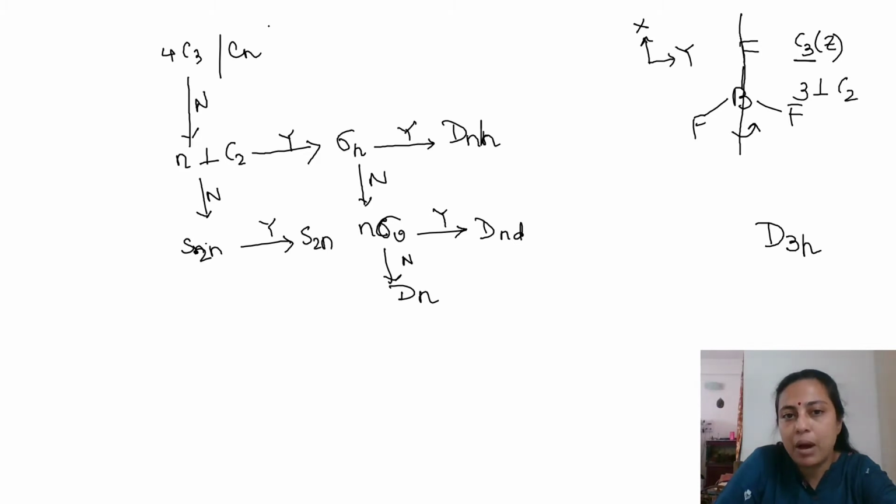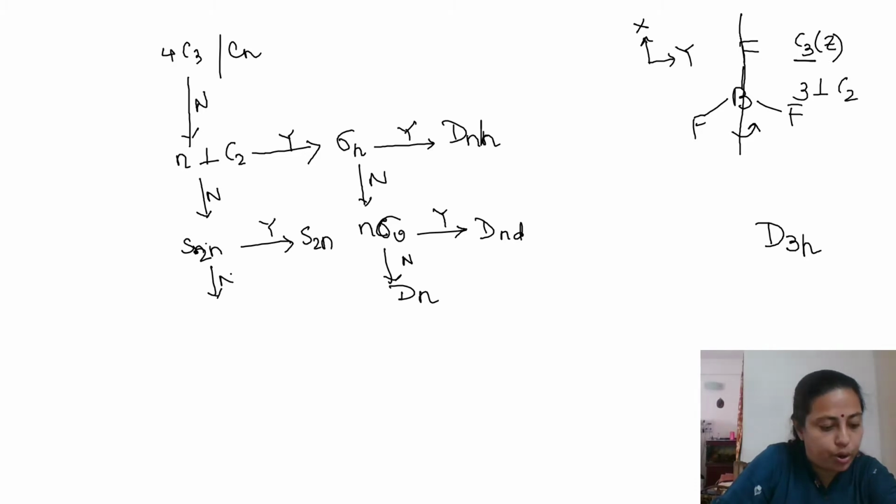If you have a sigma h, first you have to look for the sigma h. If there is sigma h, it would be Dnh. If sigma h is not there, look for sigma v's, it would be Dnd, otherwise it would be Dn. You only have to check that this Cn is not the consequence of the S-n axis where n is even. The Cn axis should be the unique Cn axis. Okay, so if the S2n is also not there, look for the sigma h.